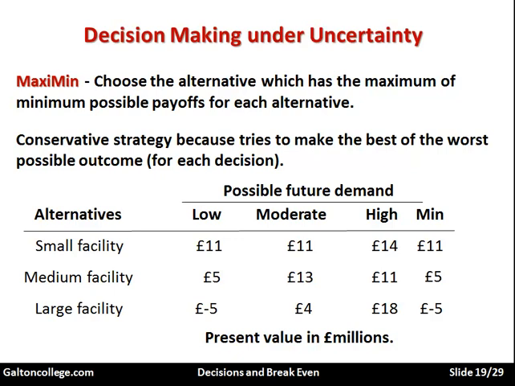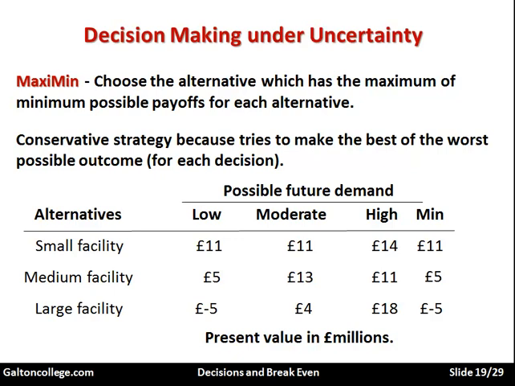Look at the medium one. It's 5, 13, 11. Well, the minimum of 5, 13 and 11 is 5. That's the minimum. For the large factory or the large facility, it's -5, 4 and 18. So the minimum is -5. So now we've got a column showing the minima of the matrix of these different rows. So the column shows the minimum values for the possible rows.